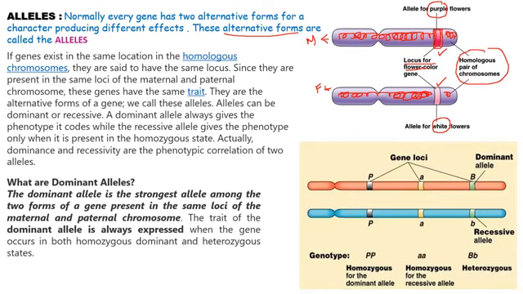Here we have taken the character, the purple flower and the white flower, and they are present on a homologous chromosome, and they have the same locus. Locus means location. Since they are present in the same locus of maternal and paternal chromosomes, these genes have the same trait. Because they are present at the same location, they have the same trait. Same trait means they are responsible for the color of flower. One is for purple, the other one is for white. So they are alternative forms of genes. We call these alleles, right? So alleles are responsible for the alternative form of genes. So they will definitely show two different traits.